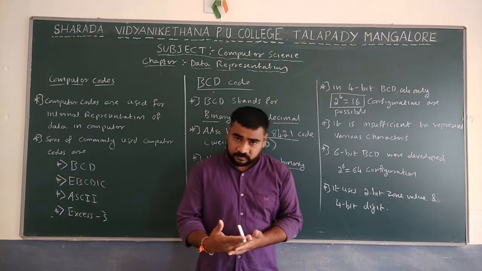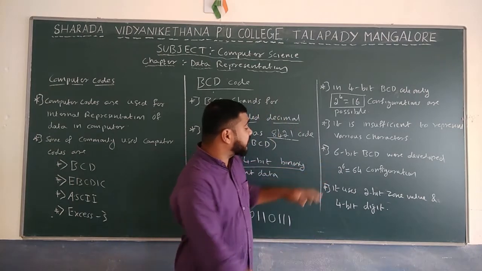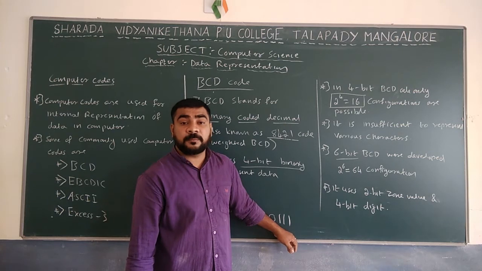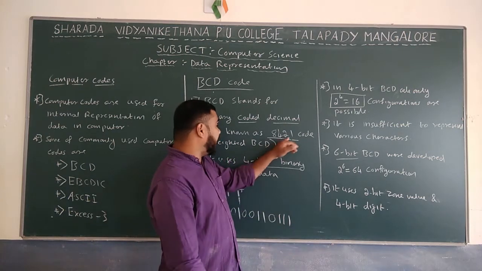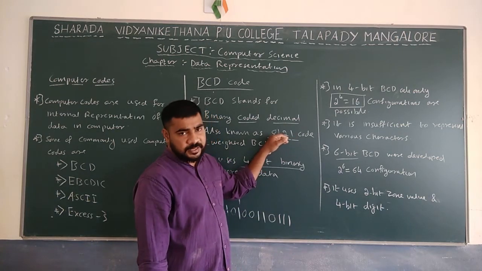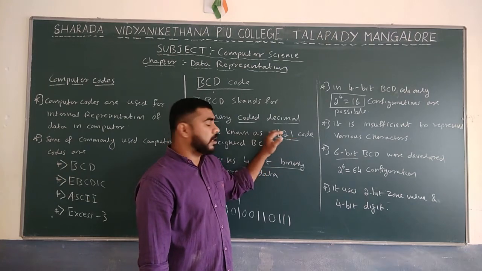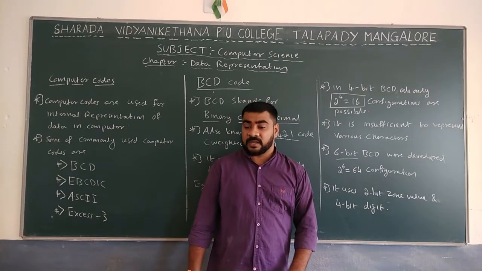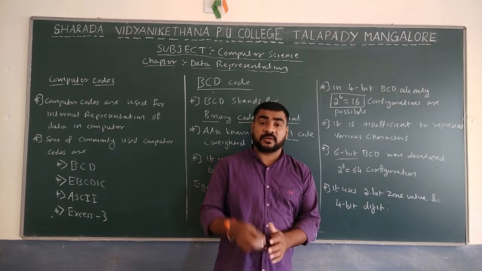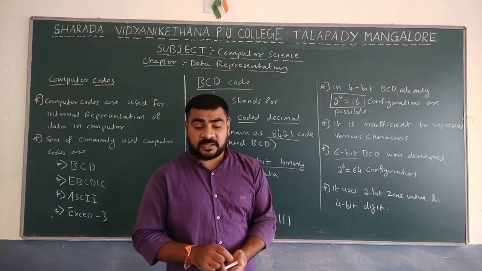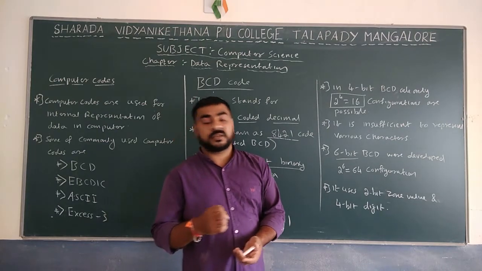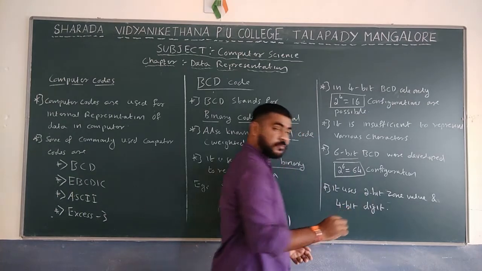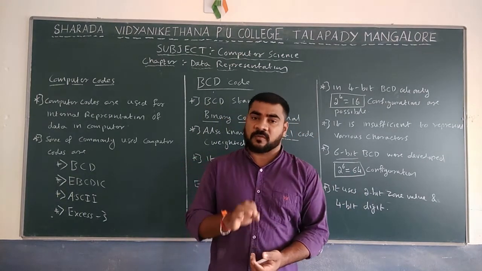So what do we have to do? At that time, they developed the 6-bit BCD code. 6-bit means 8, 4, 2, 1 plus 2 more bits. That's the 8421 code, but here it is 6-bit. In total, 6 bits are used to represent any data. 6-bit means 2 raised to 6, so 64 characters are possible. I think this is enough to represent normal data.